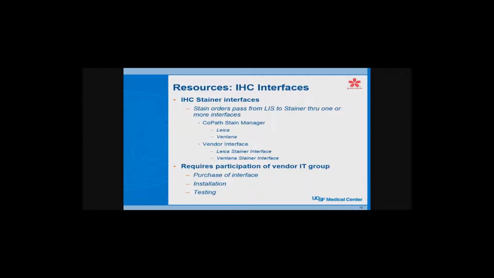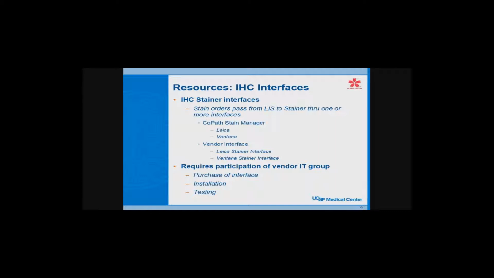The first is we have an order. It goes into a stain manager, and you have to have one stain manager for each type of instrument. So we have like an antenna. We have a stain manager for each of those, and each of those stain managers cost some money. And then the vendor interface is on the other side that picks up that information that's coming from CoPath. So there's one of each of those, and those cost money as well.